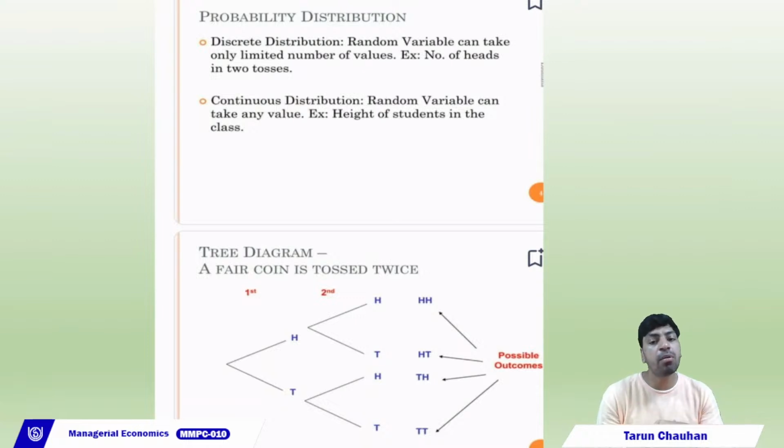So let's talk about one example of probability distribution. As I told, probability distribution can be described in a tree diagram, which is also called the probability diagram. So let's talk about this diagram. A fair coin is tossed twice. So let's talk about the possible outcomes. First, we need to find out the possible outcomes. When we talk about the coin, there are two outcomes, that is tail and head.